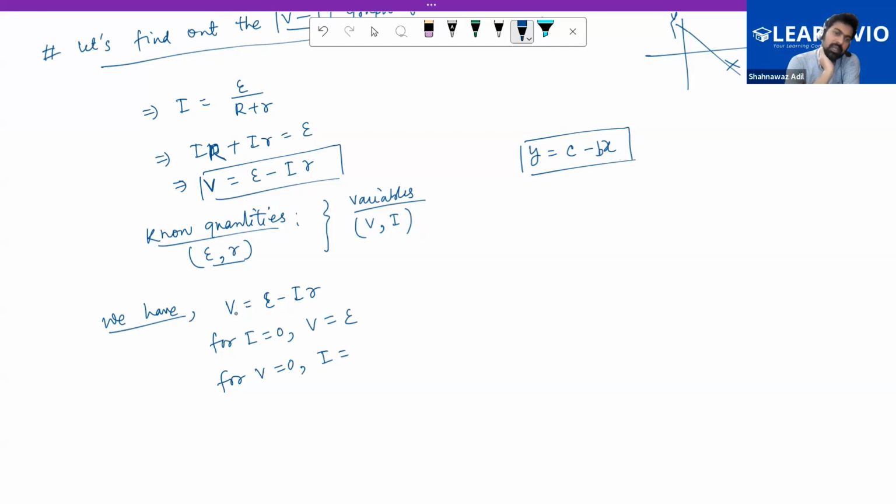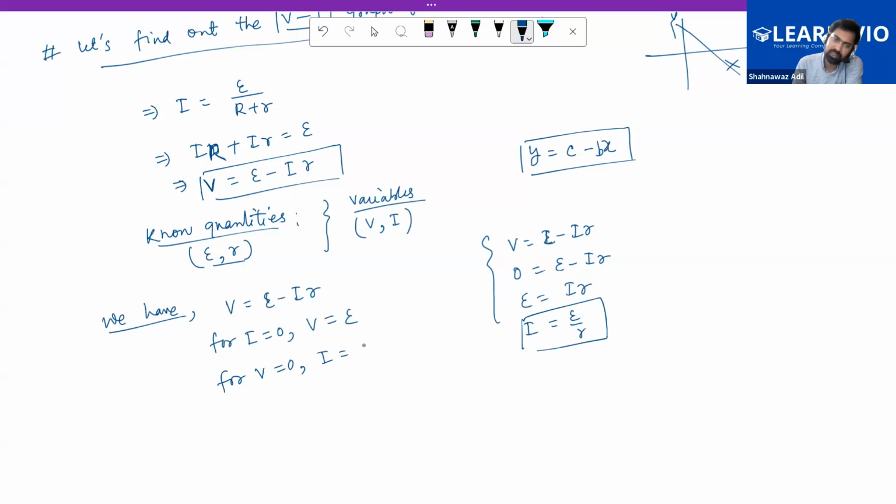What are you getting? Thameem, what are you getting? Yeah, I is how much? If you put V equal to 0, so you have V equal to E minus IR. I have put this thing equal to 0. So E is IR. So I is E by R. This would be the point. Clear?